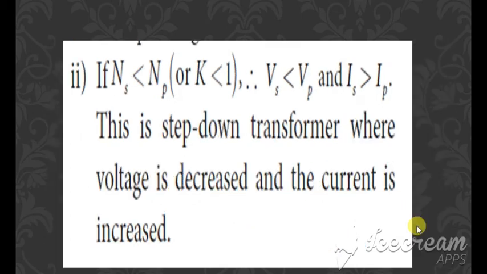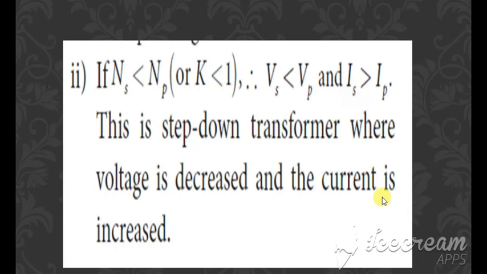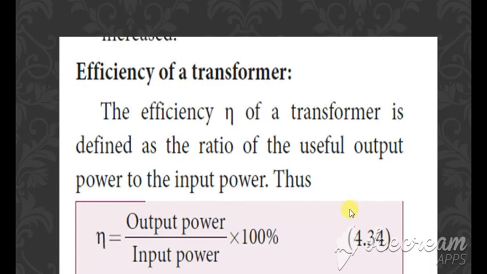Then the second condition is if Ns is less than Np. Okay, if this is lesser, then Vs is also lesser, but the current will be higher. So we can say that voltage is decreased, but current is increased. Okay, so this is just the opposite of the first case. Clear?